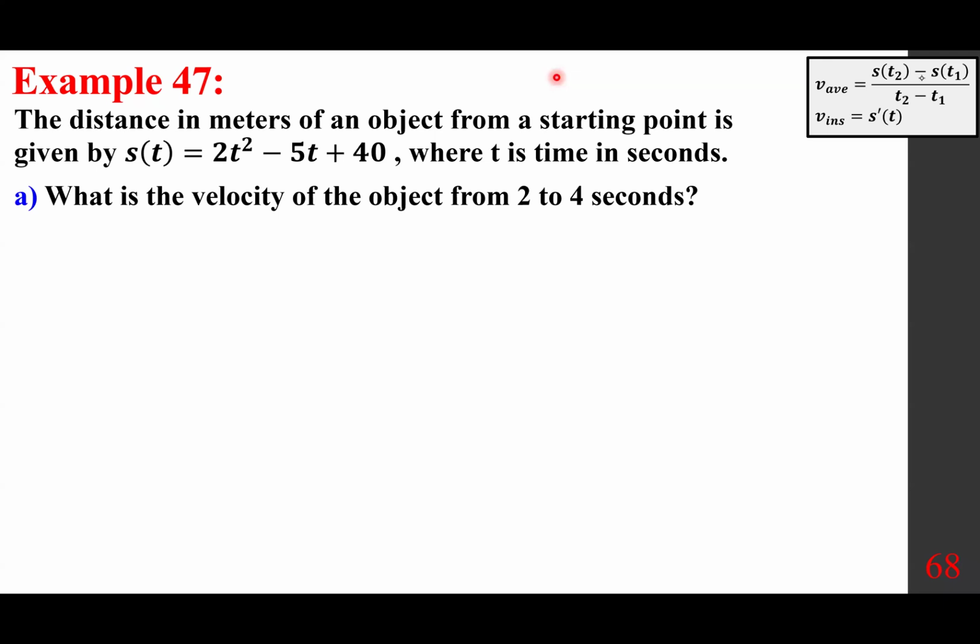That's what this says. So in this case, s of 4 minus s of 2 over 4 minus 2. So V average is S of t sub 2 minus S of t sub 1 over t sub 2 minus t sub 1. So S of 4 minus S of 2 over 4 minus 2. Obviously, the denominator is 2. The numerator, you plug in 4: 2 times 4 squared, minus 5 times 4 plus 40, minus S of 2, which would be 2 times 2 squared, minus 5 times 2, plus 40.